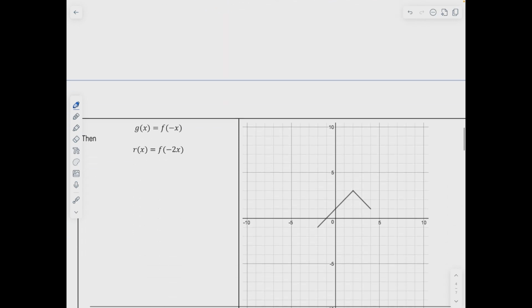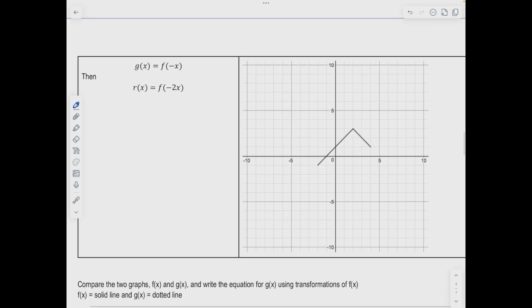Okay, last page. First thing I'm going to do, this is a c value being negative 1, so the only thing that happens here is this is a reflection over the y-axis. So when you reflect over the y-axis, you're either going left or right depending on what side you're starting on.